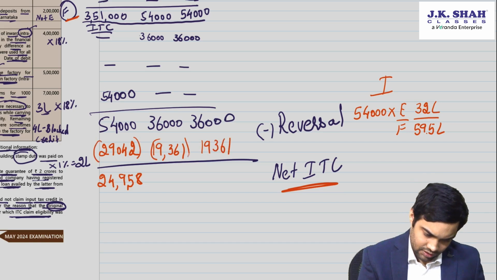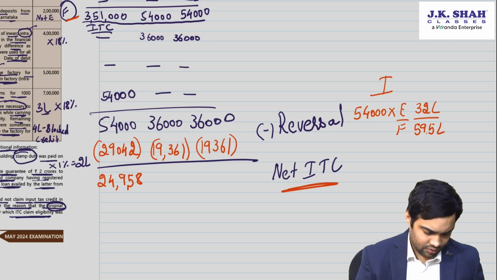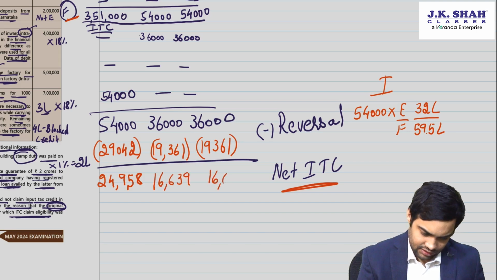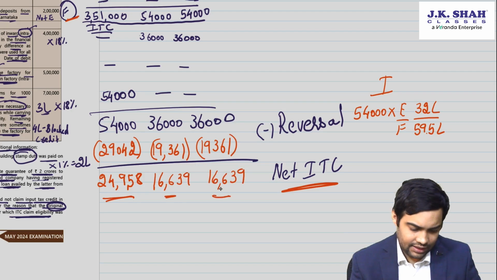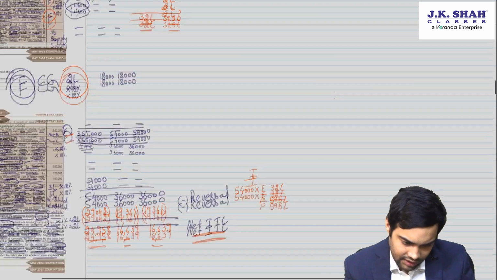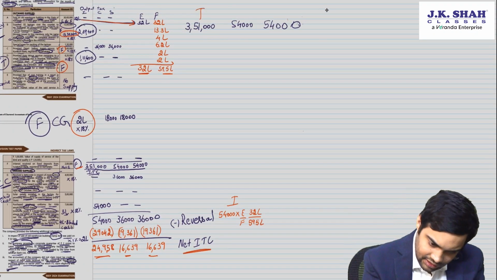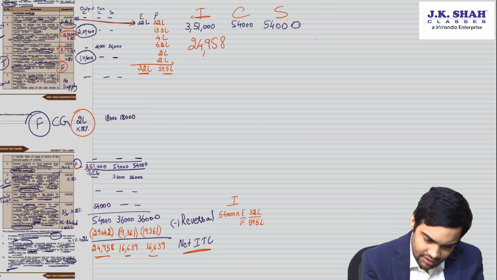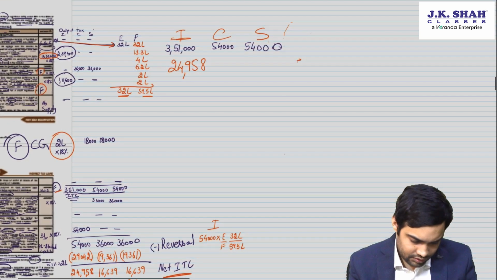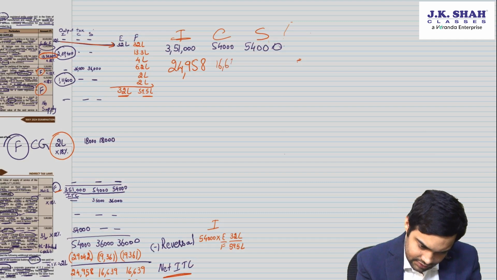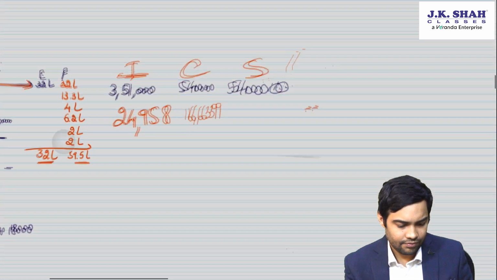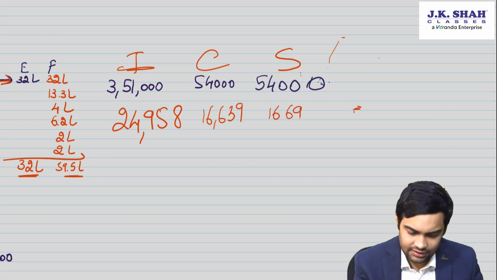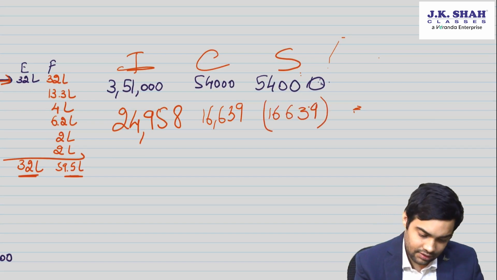So we reduce all these reversals. 36,000 minus 19,361 is 16,639, and 16,639. Now the IGST we can directly subtract from I, because IGST is much higher: 24,958. C can go against C, 16,639, and S is also 16,639. You have to write notes for all this. This is a 14 mark question.